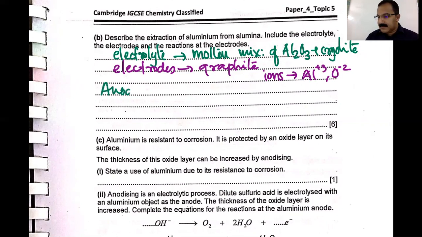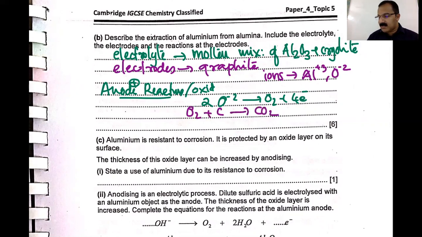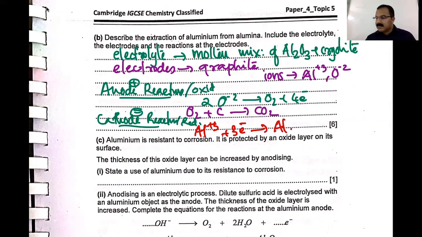Anode reaction. The anode is always positive and oxidation. 2O2- gives O2 plus 4 electrons. Then some oxygen produced there will react with the carbon to form carbon dioxide as well. Now that's the anode reaction. Now cathode. The cathode is negative and it's always reduction. How do you write the equation? Aluminum ion plus 3 electrons gets you Al. So you get the marks 1, 2, 3, 4, molten mixture 5 and 6. That's how you get 6 marks.